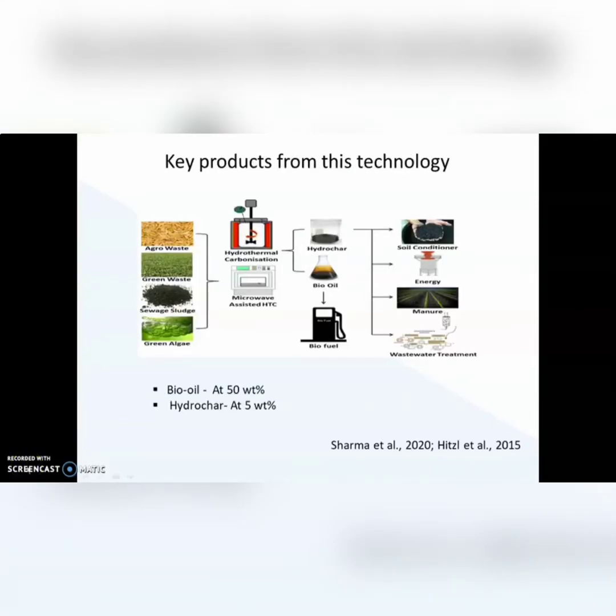The key product from HTC technology: through the process of hydrothermal carbonization, biomass and other residuals are subjected to higher temperature and pressure in the presence of water, which results in two main products, a coal-like product, which is hydrochar, and a water-soluble product, which is bio-oil. As the biomass goes through mechanical dewatering, solid biofuel is produced when the water has been reduced to 50%. After thermal drying to a water content below 5%, the hydrochar is produced.